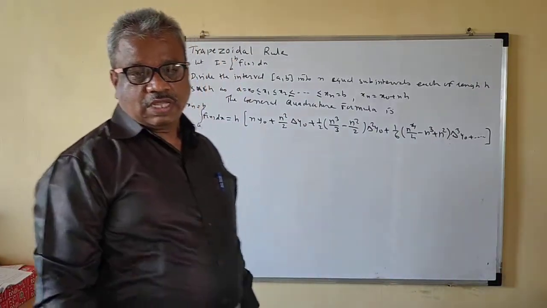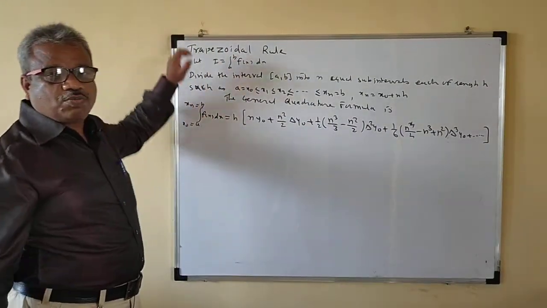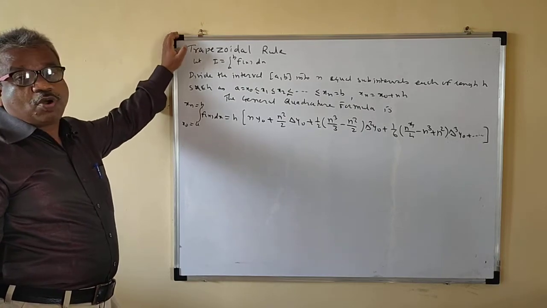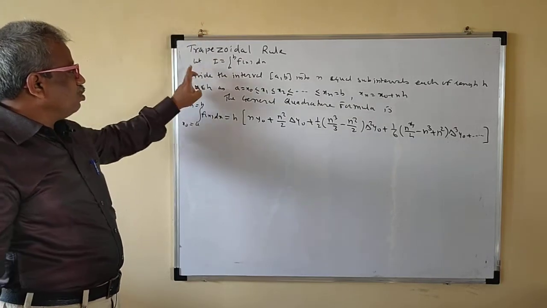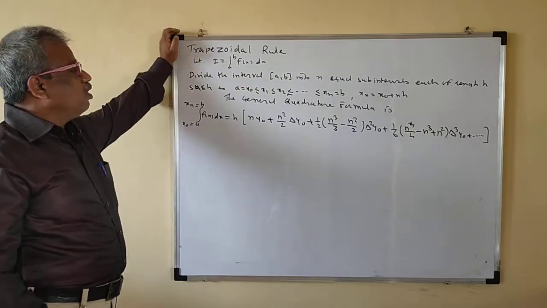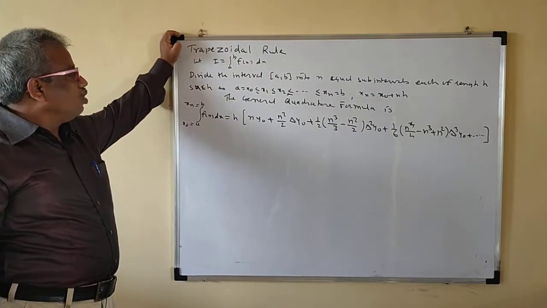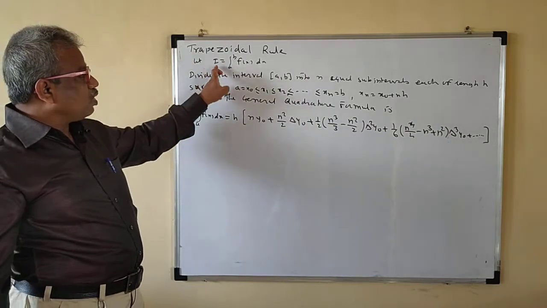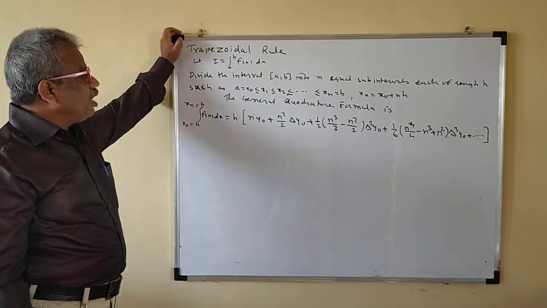Now, in the last session, we have seen the general quadrature formula. Now we'll see the trapezoidal rule for numerical integration. We have to evaluate this integration with the help of the trapezoidal rule. So what we have to do? We have to derive the trapezoidal rule first. That means we want to evaluate this integration from a to b of f of x.